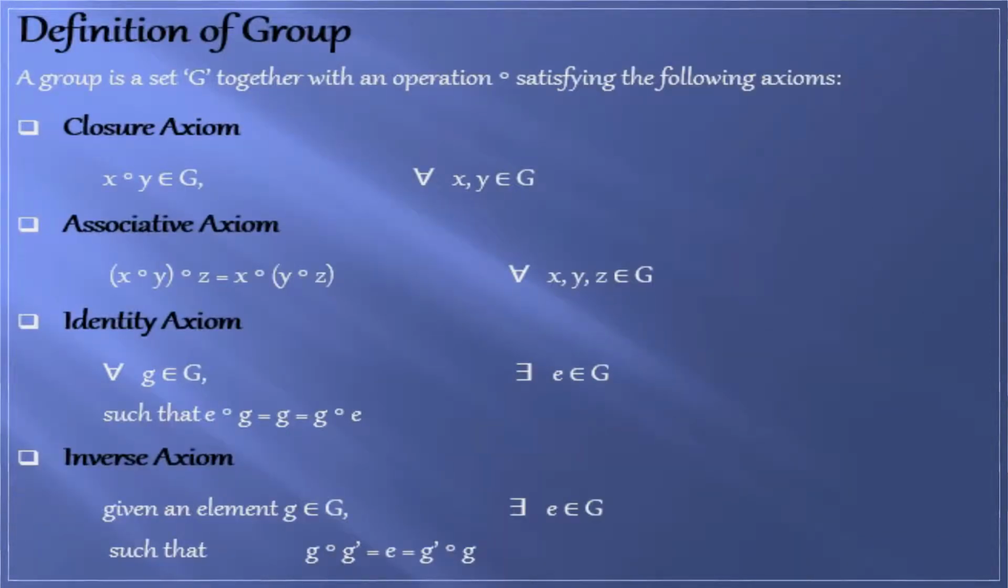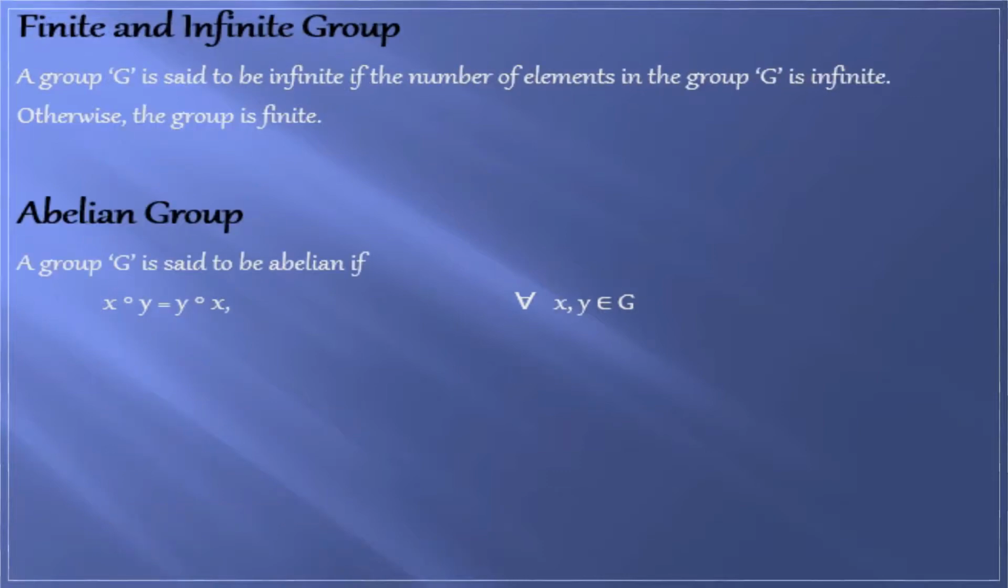This is the definition of group, and it is actually the next stage of a set. A group is a set G together with an operation satisfying the following four axioms. The first one is a closure axiom. The second one is associative axiom. The third one is identity axiom. The last and the fourth one is inverse axiom. These are very basic axioms, and I hope I don't need to explain these.